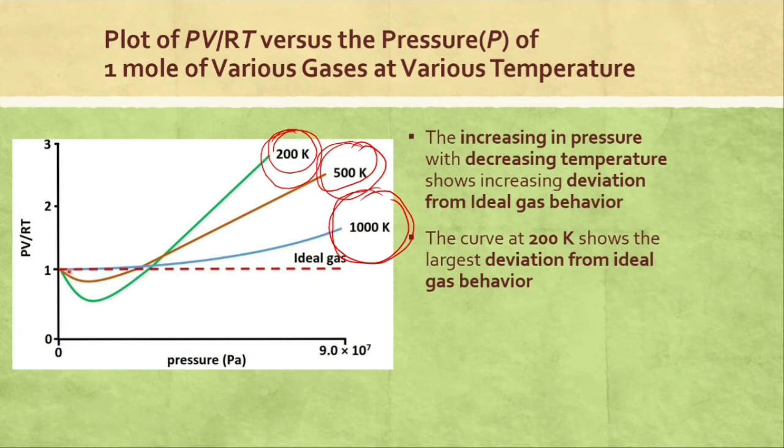Those are at high temperature. Look at the 1000 Kelvin. It almost shows that it only deviates from ideal gas behavior at a higher pressure. At low pressure, you can see it still follows ideal gas behavior. But as we see a decrease in temperature, from 500 Kelvin to 200 Kelvin, 200 Kelvin is the lowest temperature in this example, and it shows the largest deviation from ideal gas behavior.